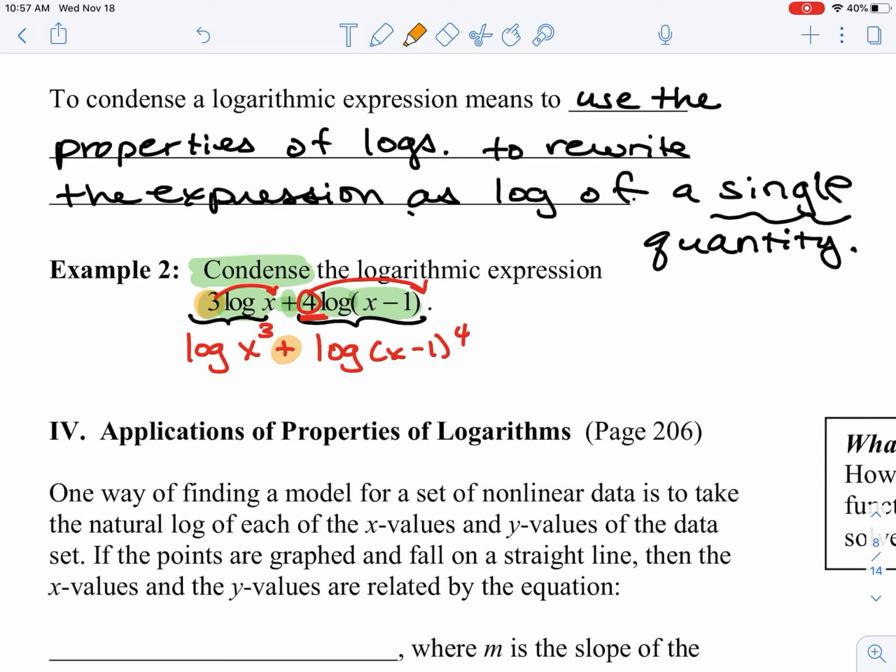Now we still have to simplify this addition. So remember, addition, if I condense it down, turns into multiplication. So now we're really dealing with the log of x to the 3rd times x minus 1 to the 4th. And if you want to, you can make it one big product. And that's it. Okay, and that's it for notes today.